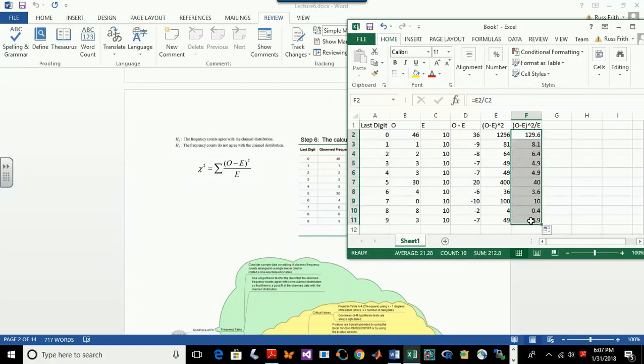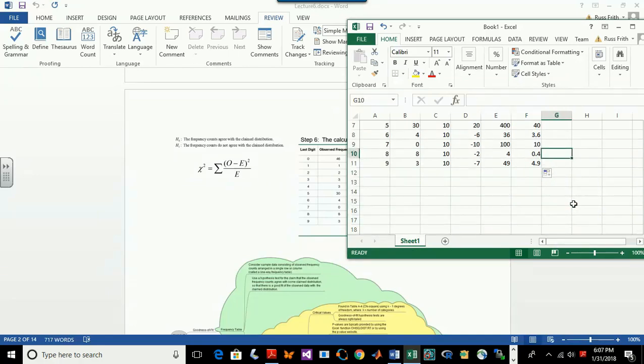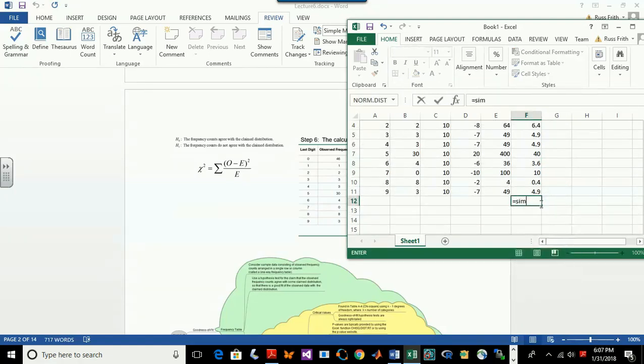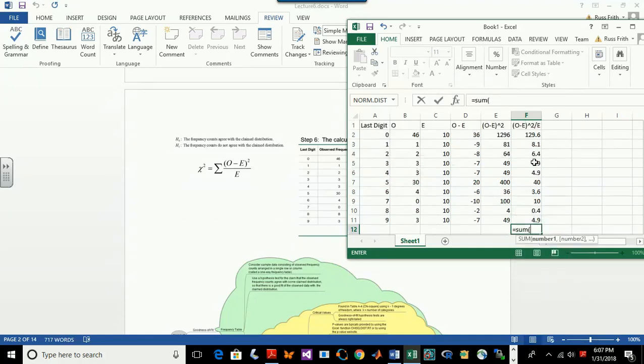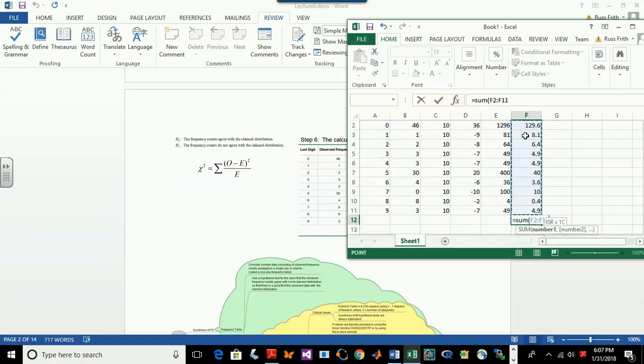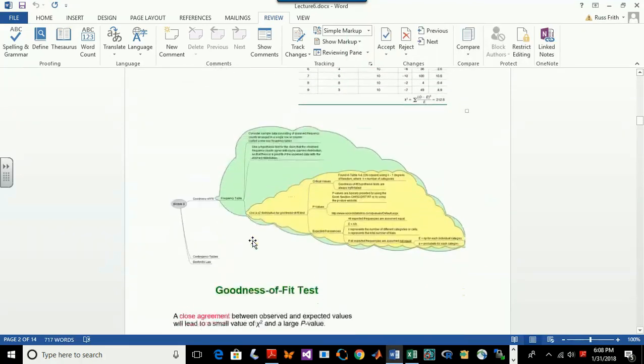And then, okay. All right, so now the chi-squared statistic is the sum of the numbers in the last column. All right, so I can type equals sum, this range right here. Okay, and so 212.8 is our test chi-squared statistic. So I'll show you in just a second how you analyze that. All right, so onto this piece.